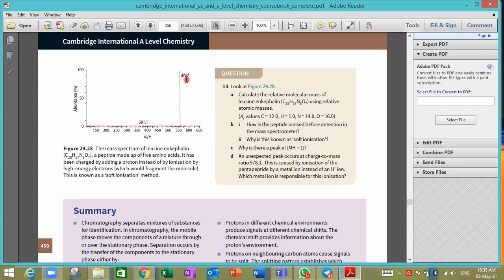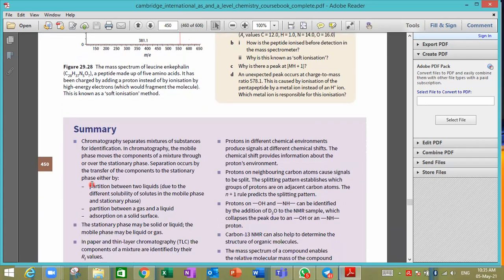Understand? Oh, okay, fine. Yeah, got it. This is another method to get our compound in the form of a positive ion. Okay, do you have any question in this chapter?